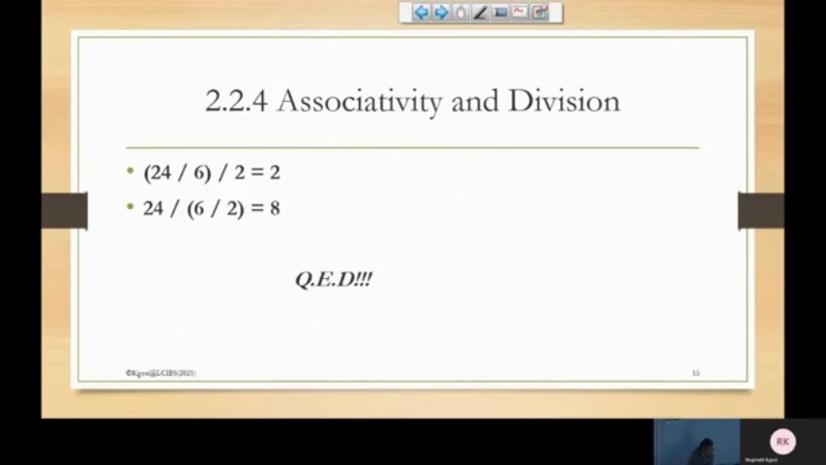In the second example, the brackets are around 6 divided by 2, so you do that first. 6 divided by 2 is 3. So you'd have then therefore 24 divided by 3, which gives us 8. So we see the answers are different.